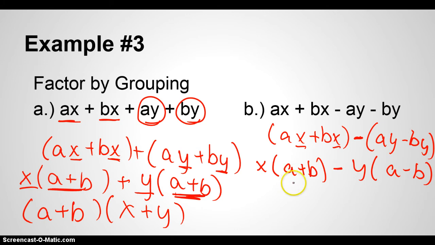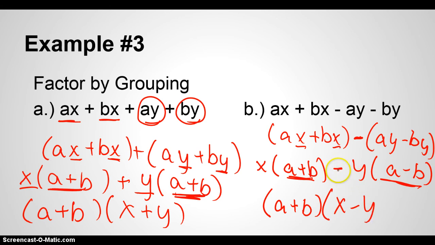In the parentheses, do we notice similar variables? Yes, a plus b, and here we have a minus b. But think about it, ladies and gentlemen. When we have a negative and a negative, what does that become? It's going to become a positive. So we can still write a plus b times my x minus y, because the y is connected with the negative here. And this will be my final answer.